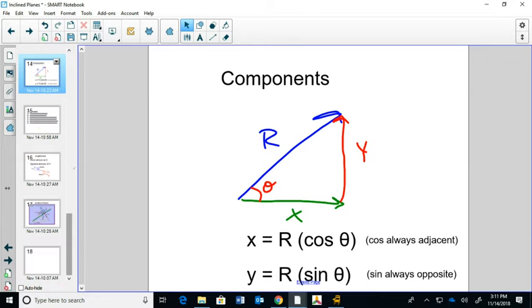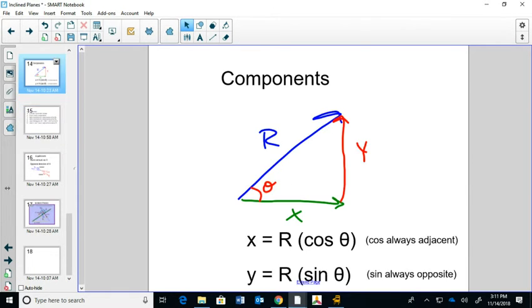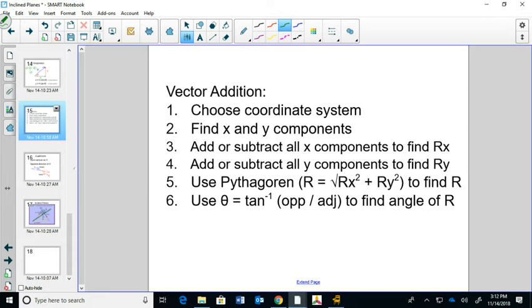The next thing we did was vector addition, which is basically doing this for a bunch of different vectors. This was our challenge problem with 10 different vectors. You do that 10 times, get x and y, get x and y. Remember that this is positive, this is positive, this is negative. I've got to use my coordinate system. So I take all those x's and y's and add them together.